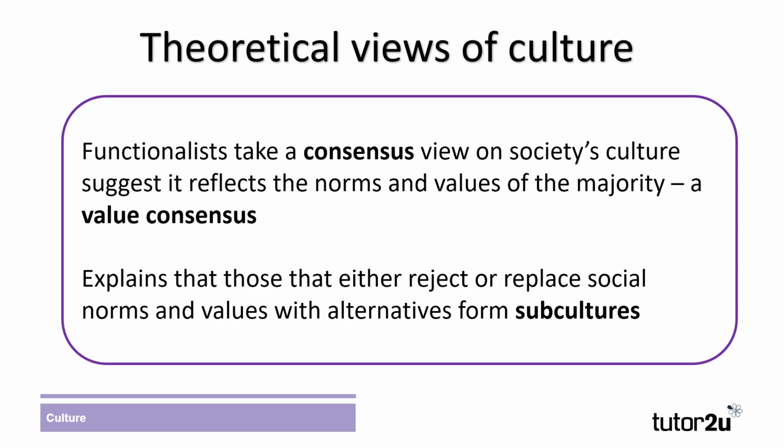So how do different sociological perspectives view culture? Functionalism, being a consensus theory, argues that society's culture is a reflection of the norms and values of those within it. They suggest that the majority of society agree with the norms and values that society holds, what they call a value consensus. This means that the majority accept and conform to a similar way of living. Those that don't accept the value consensus will either reject or replace these social norms and values, and this leads to the formation of subcultures, these groups within society that have their own norms and values that are independent from mainstream culture.